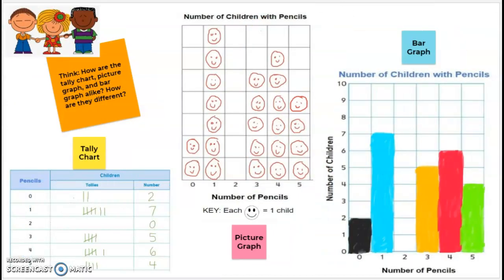So that's it. That's how we take data about a topic, organize it into displays that are easier to read, and use that information to understand a set of numbers and answer questions about the data. Here's one last question to think about or talk over with a friend. Great work.